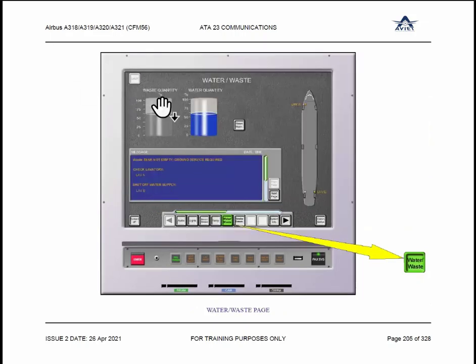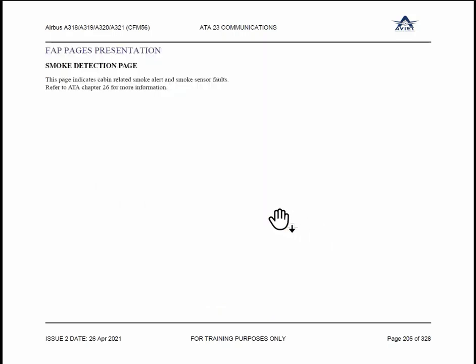Water and waste, accordingly, they will see the level of the tank and they will ask for servicing. So water waste tank not empty, ground service required. Check lavatory A, shut off water supply, lavatory E, etc. So they'll get the appropriate message here, easily readable, convertible.